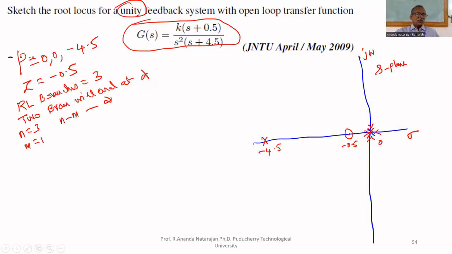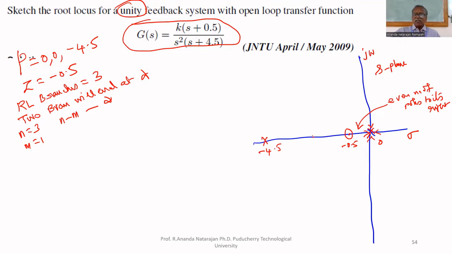Then we have to find which part of the real axis is part of the root locus. If you select any point between minus 0.5 and 0, it is not on the root locus. Why? At the origin, 2 poles are there. Therefore, to its right there is an even number of poles, so it is not part of the root locus.